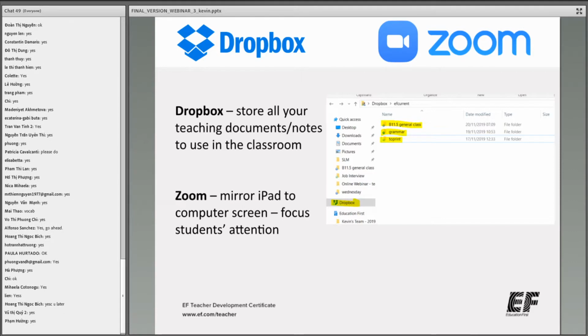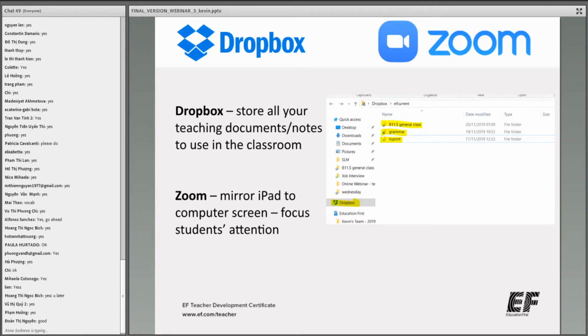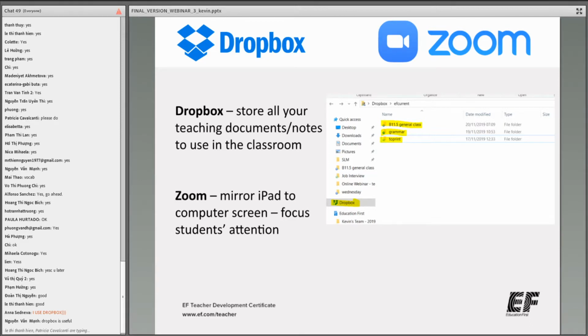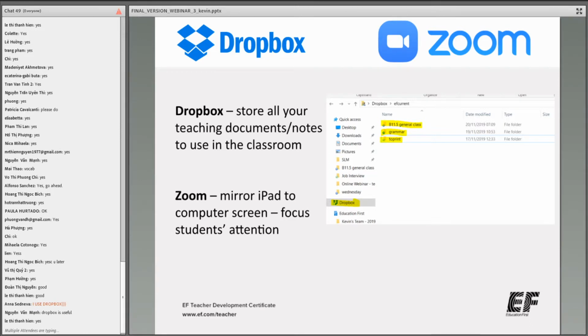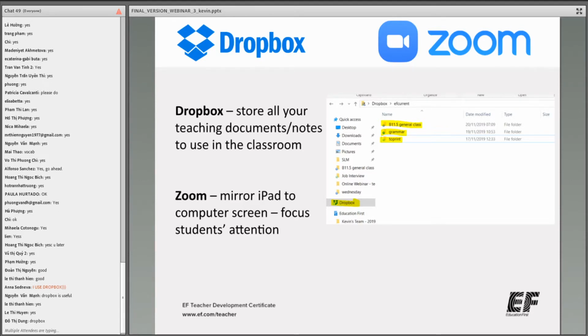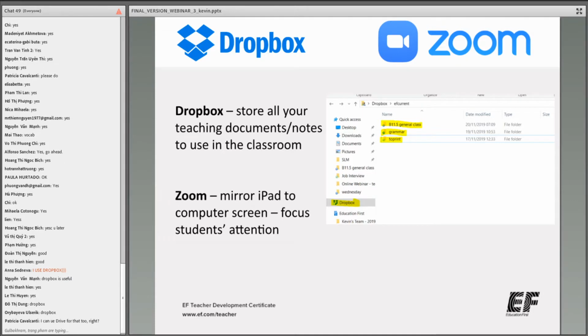So the first couple of non-EF solutions that I'm going to speak to you about are Dropbox and Zoom. Many people are familiar with Dropbox, and Dropbox allows you to store all your teaching documents, your notes, to use in the classroom. This is a screenshot that you can see there from the Dropbox folder I have on my computer. On my iPad, which I use every day in the classroom, I connected my Dropbox account. So basically, when I go into the classroom, when I am teaching, I never take my teacher's book. I never take notes because they are all on my iPad.